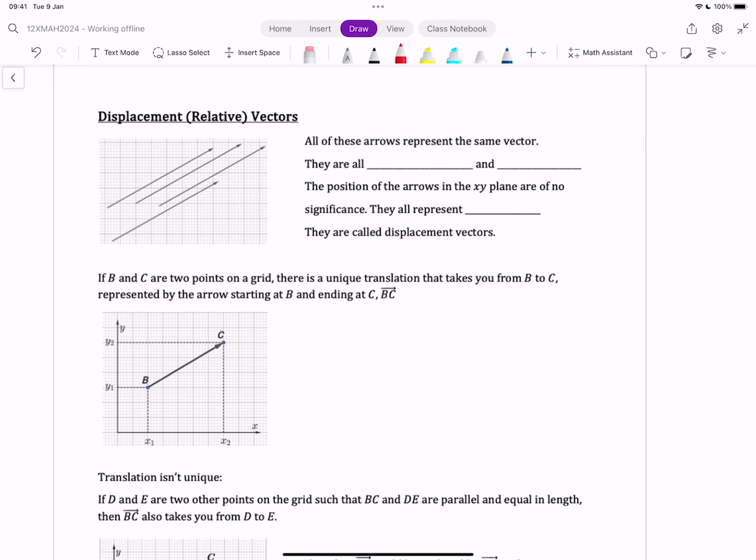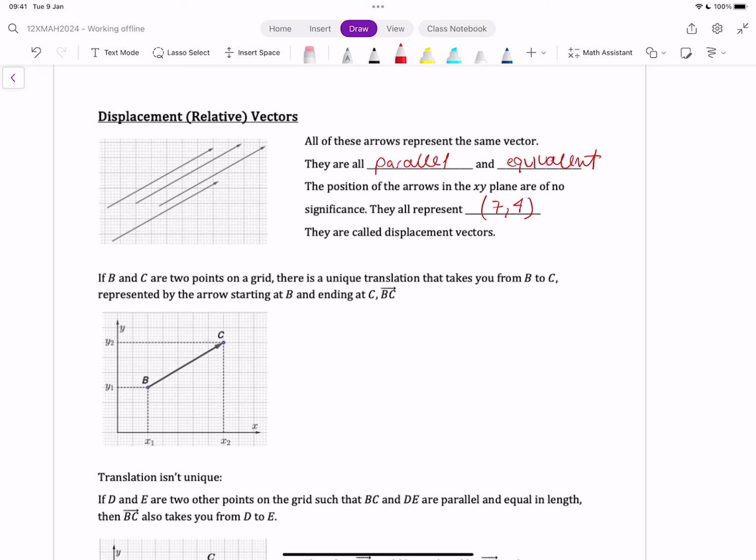Okay, displacement vectors. We can see these arrows are all of the same length, and they actually represent the same thing. All of these arrows represent the same vector. They are parallel and equivalent. They all represent the same vector as before, (7, 4). We call these displacement vectors.